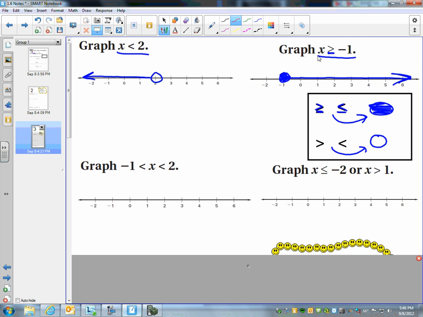We can get a little bit more complicated. We can have one like this. What this means is between. So we put an open circle at -1 because it doesn't have the equal to sign at the bottom. And then at 2, we also make an open circle because it doesn't have that equal to sign. Again, this means between, so all we do is color in between, and that's our graph.